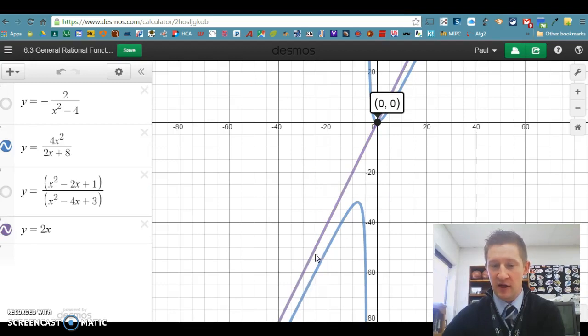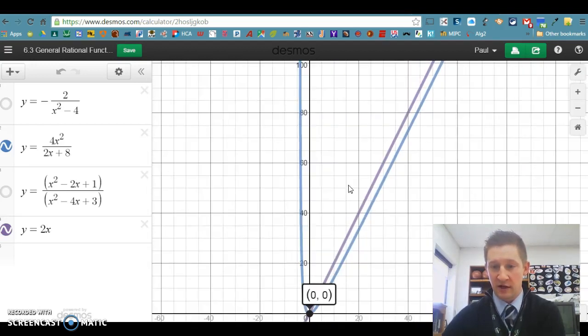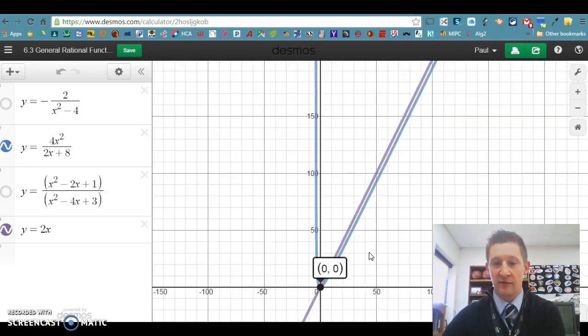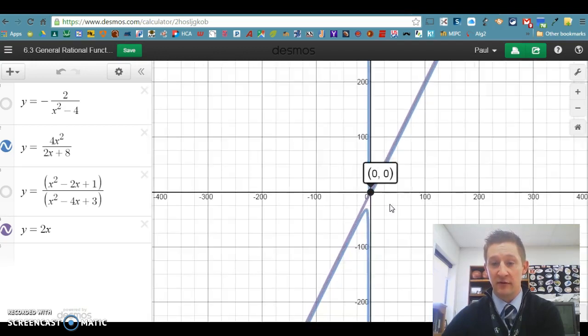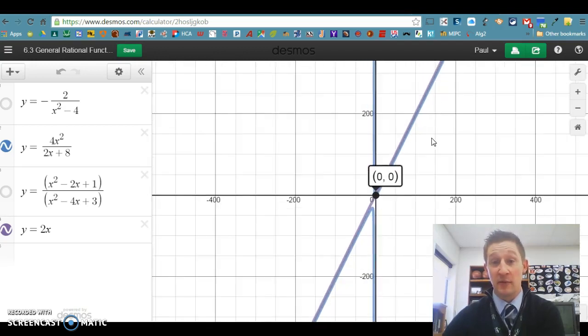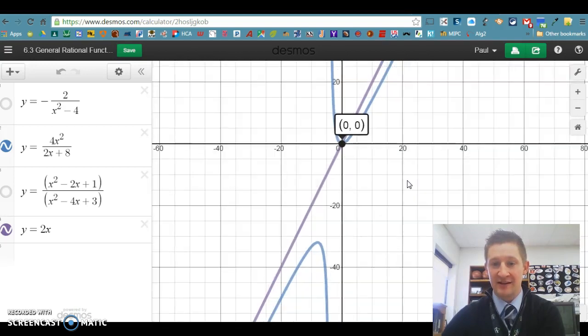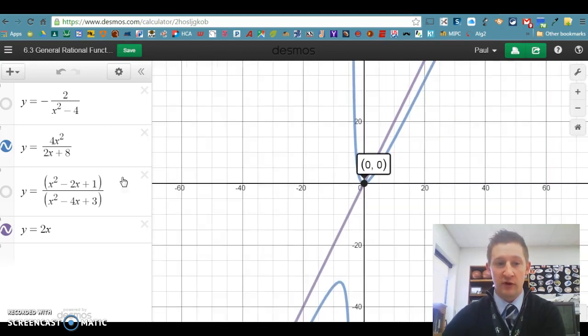Notice how the end behavior matches up. This graph is going down that way, and up here it's headed up in that same sort of direction. Okay, so the end behavior of my graph matches the end behavior of the function 2x. They basically look the same as x goes to positive infinity and negative infinity. Kind of a neat thing to take a peek at. So that would be an example of a graph where the numerator has greater degree than the denominator.